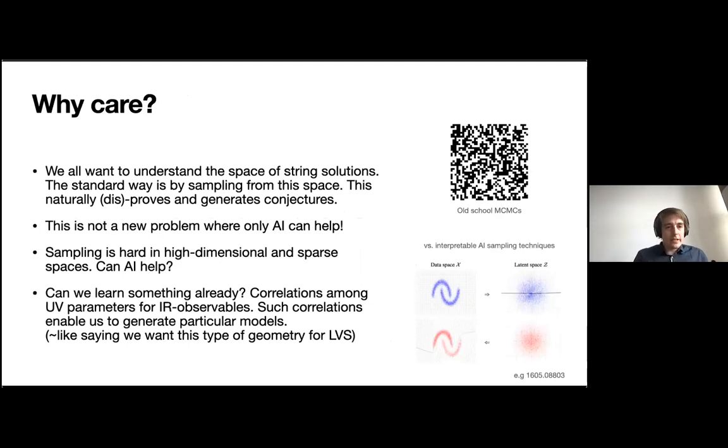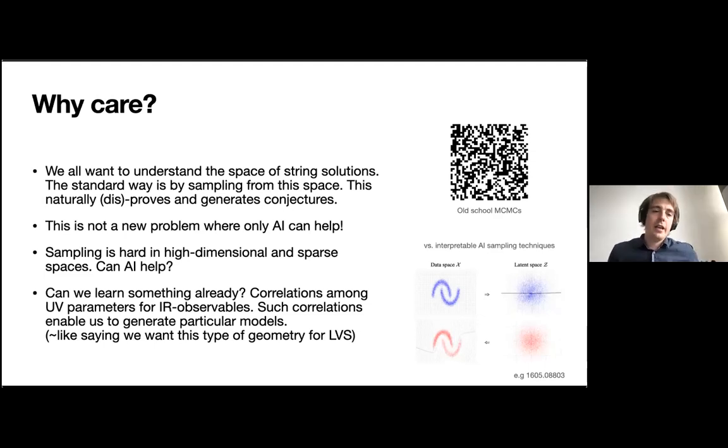Now, the question is that we obviously want to sample the space to understand it, yeah? And this naturally informs us about properties of it. In particular, there are obvious advances in sampling techniques from machine learning. So the question is, can they help here? And can we learn something?